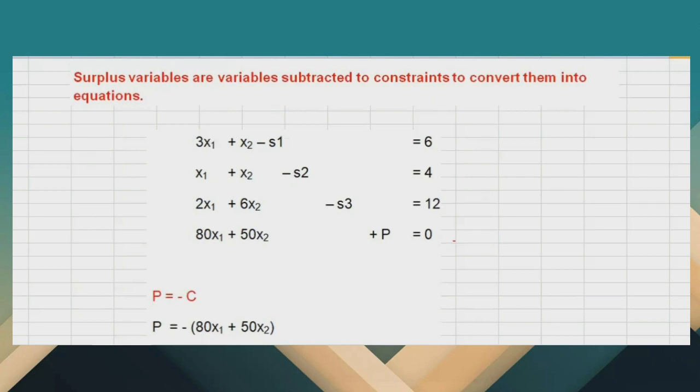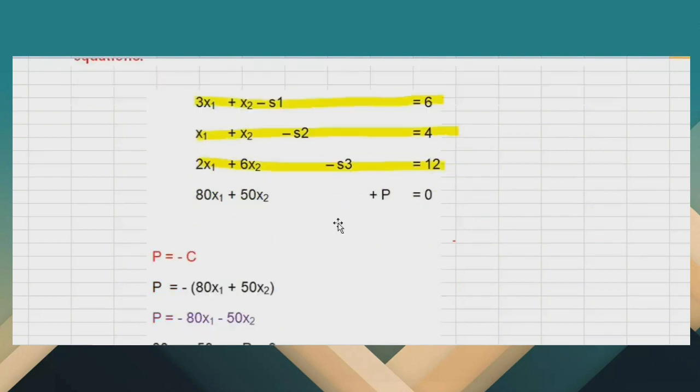Okay? So, in step 4, we have this first one. So, 3x sub 1 plus x sub 2 minus s sub 1, surplus variable sub 1, is equal to 6. Then, yung pangalawang constraint, ginawang equation minus s sub 2. Pangatlong constraint minus s sub 3. Then, meron tayong formula na ang profit daw ay equal sa negative ng cost.